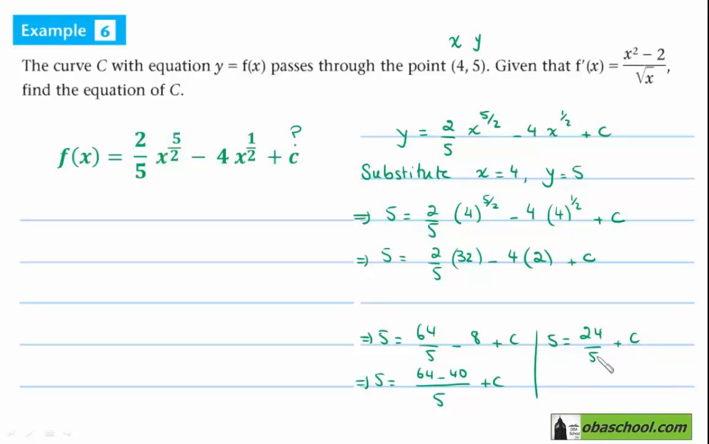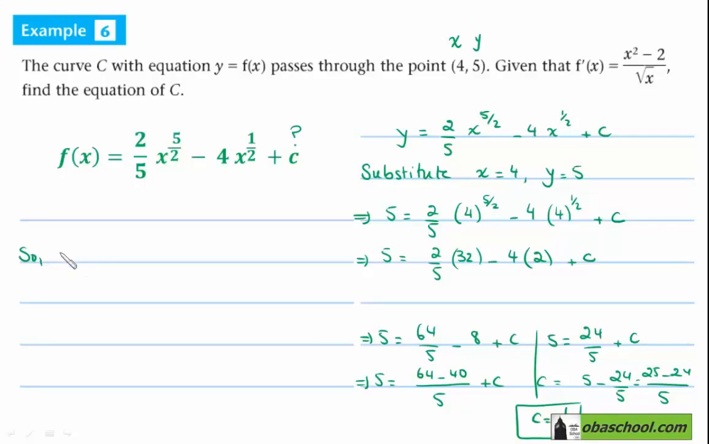If we subtract 24 over 5 from both sides, then c is equal to 5 minus 24 over 5, equal to 25 minus 24 over 5, that is equal to 1 over 5. Then the constant c is 1 over 5. We did mathematical calculation and substituted the value of the point that we have in the equation f of x or y, so we were able to find the value of the constant c.